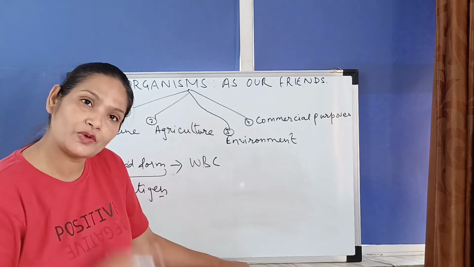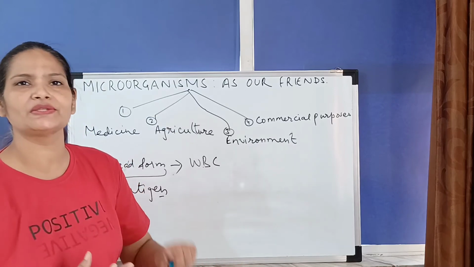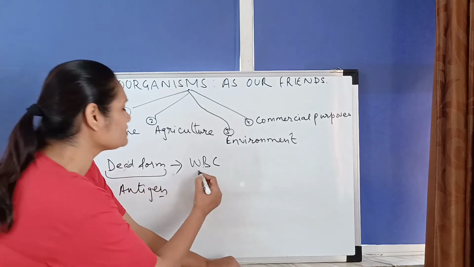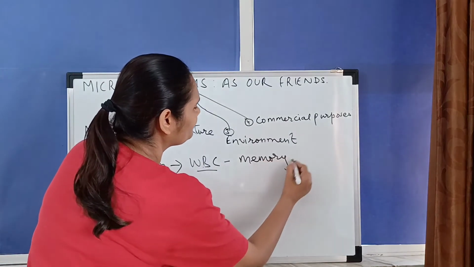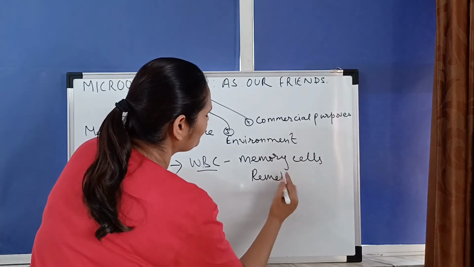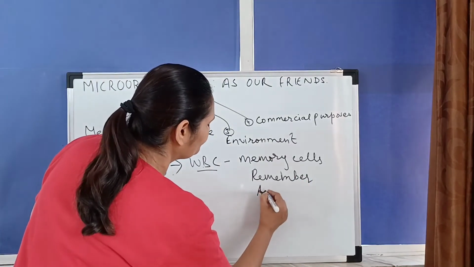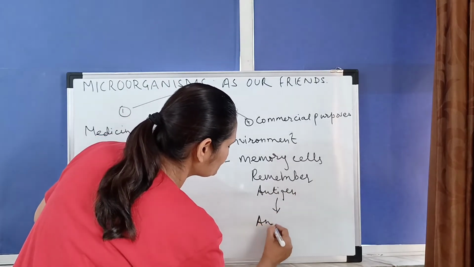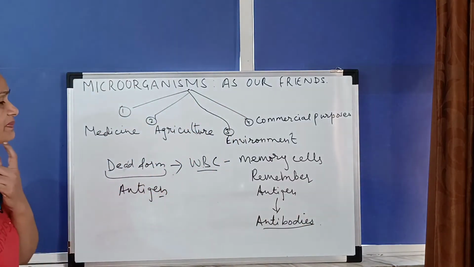So whenever, even in future, if that microorganism somehow gets into our body, maybe through water, through air, or any other medium, then the WBCs, the memory cells of our immune system, they will remember the antigen and produce antibodies for this, right? So they will produce antibodies.